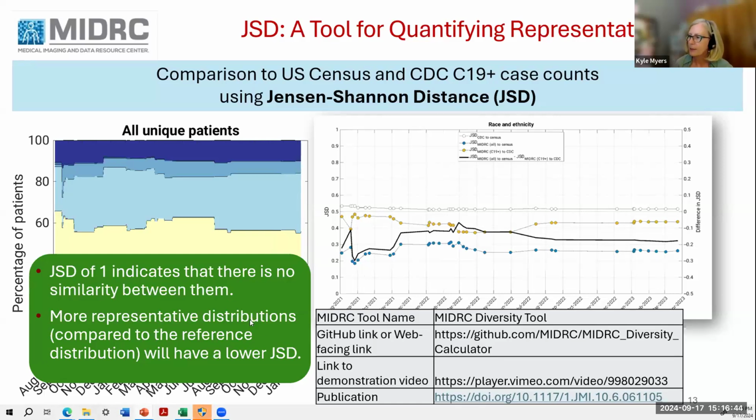So more representativeness means lower values on this curve. One means no similarity. Low means high similarity, because remember, this is a distance or a divergence is the way to think about. So high distance means low statistical similarity. Here again, it's called the MIDRC Diversity Tool or MIDRC Diversity Calculator. You can find the web link, the software, and even a demonstration video.